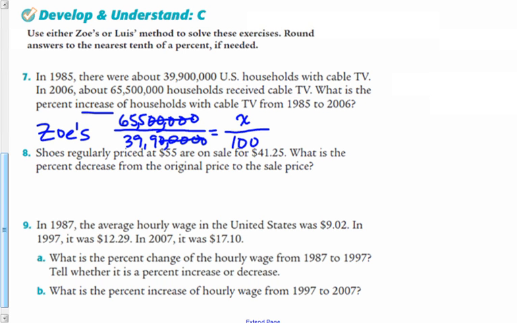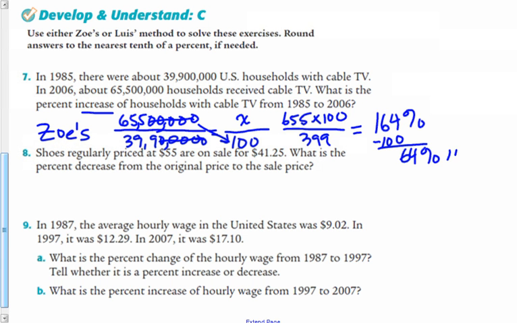So we're going to have to take 655 times 100. So we're doing our cross multiply and divide it by 399. And when you do that, you get about 164%. So in 2006, the number of households with cable is about 164% of the number in 1985. But remember, with her method, to find the percent increase, you have to subtract 100% that represents the original amount. And so there's a 64% increase.